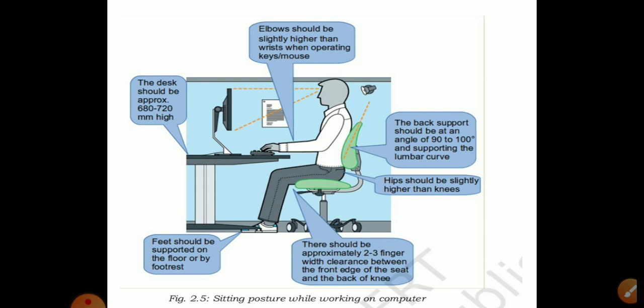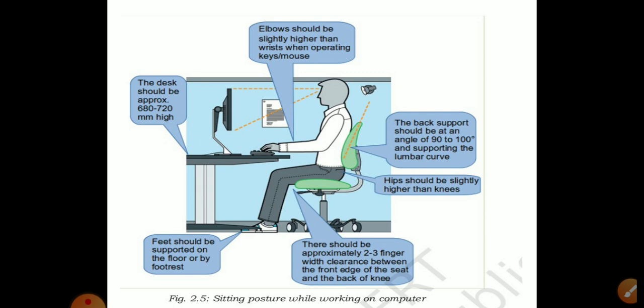Your desk position, so how you have to sit with your desk. It should be approximately 680 to 720 millimeters high. Your desk should be where you rest your computer. That desk should be this many millimeters high. And your feet, where you have to position your feet, it should be either on the floor or on the footrest of the computer table.